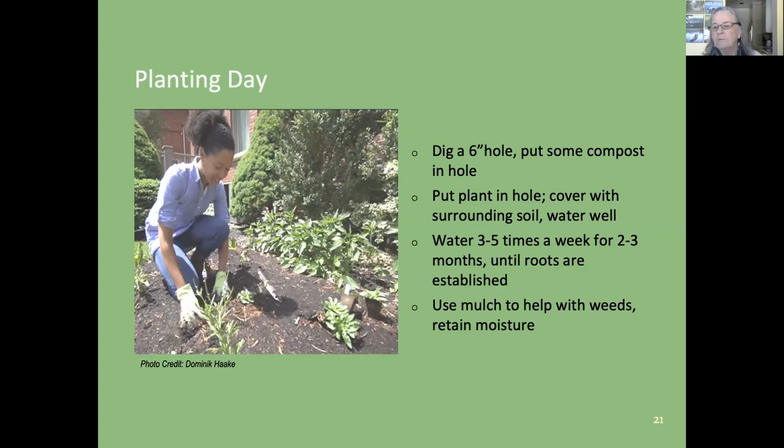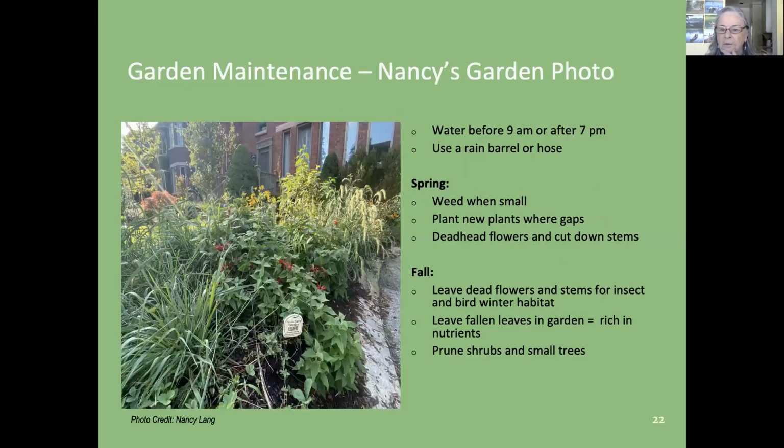Adding mulch. Well, I recommend for beginner gardens, yes, add mulch to your garden. It will help you retain moisture and it'll also reduce the amount of weeds. And especially for beginner gardeners who really don't know what's a native plant and what's a weed, it's good to have mulch there. You can leave bare spots in your garden so that there's nesting habitat. So that's what I recommend. I'm sure there will be differences of opinion on that one, however, and that's fine.